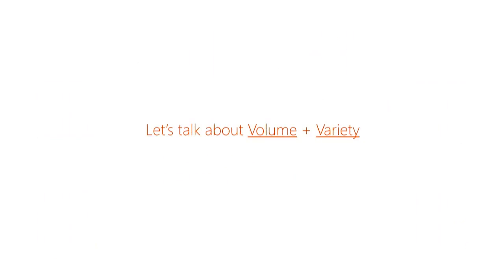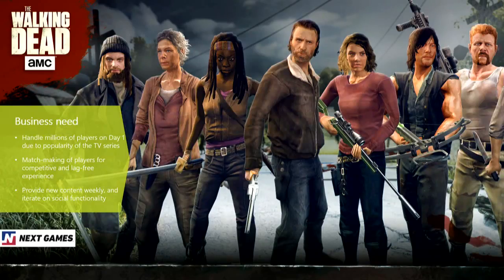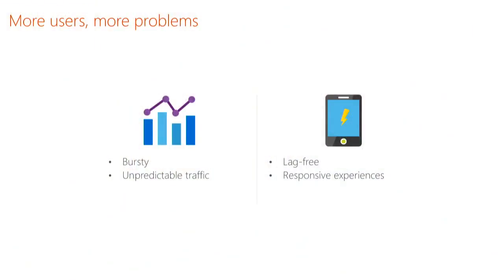So let's go back to the problems of volume, velocity, and variety. Let's talk about this in the context of one of our customers. One of the guys that made a bet on DocumentDB early on was this game studio called Next Games. What they were doing was they partnered with AMC to build a video game for the Walking Dead TV show. And what they found was this is actually a pretty hard problem to solve.